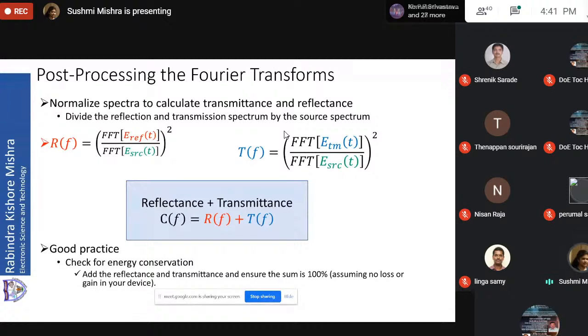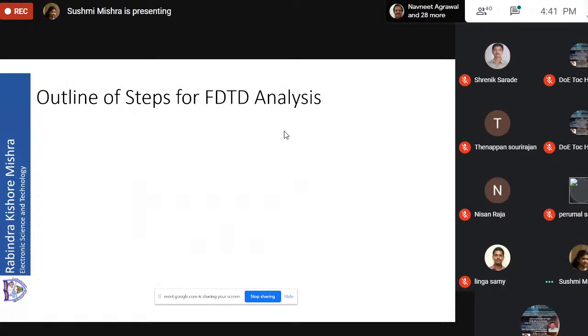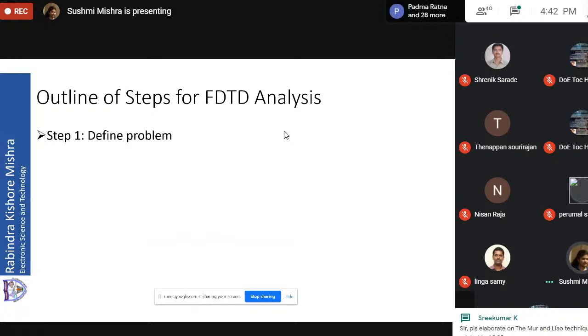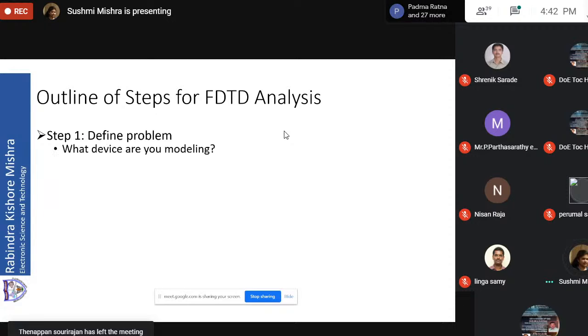Now let me outline the steps of the FDTD analysis. Then I will stop. If you allow me half an hour tomorrow, I will show you the program. Today I showed some program. Tomorrow I can show you the complete code for one FDTD example, with explanation. It will take about half an hour. I have started feeling tired, so I do not want to continue beyond this.